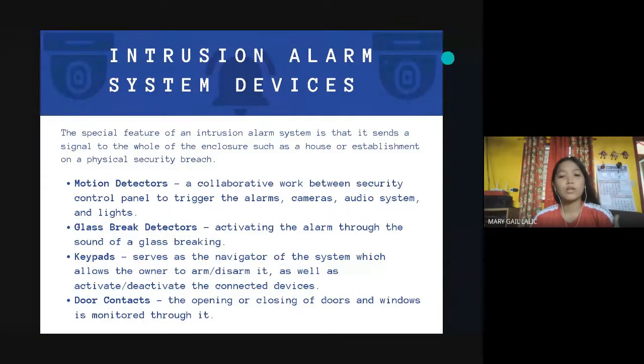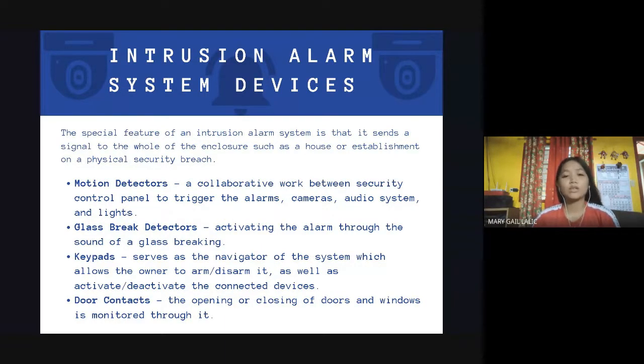And then we'll also have the glass break detectors, which activate the alarm through the sound of a glass breaking. As the name suggests, kapag nabasag na yung glass ng window or nung door, which is usually yung ginagawa ng mga robbers or burglars, agad na magti-trigger yan.